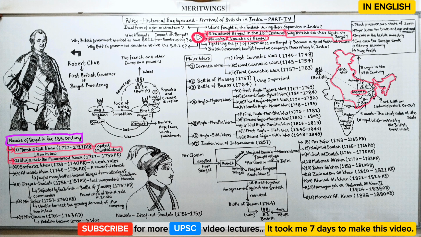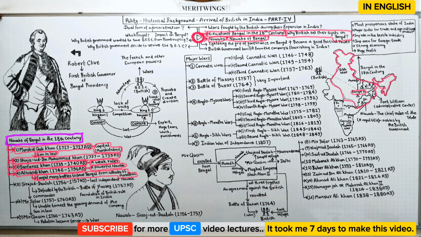The first among them was Murshid Quli Khan, who was the first independent Nawab of Bengal from 1717 to 1727 AD. He made Murshidabad his capital. After him came Sujauddin Muhammad Khan, who ruled Bengal from 1727 to 1739 AD. Friends, Sujauddin Muhammad Khan was the son-in-law of Murshid Quli Khan. After this, the next Nawab of Bengal was Sarfaraz Khan, who ruled from 1739 to 1740 AD.